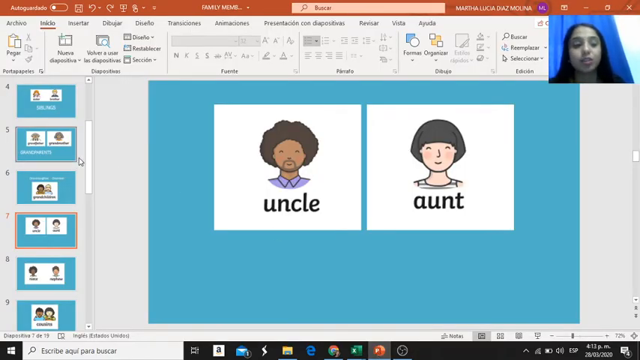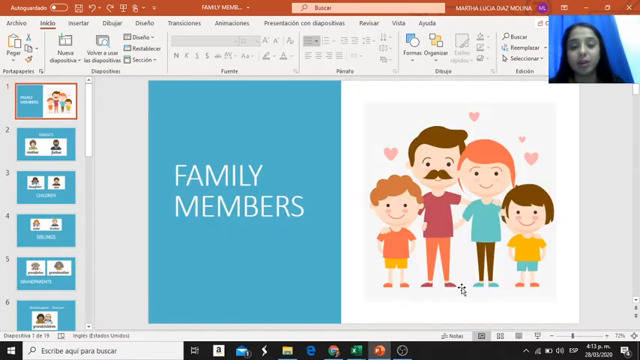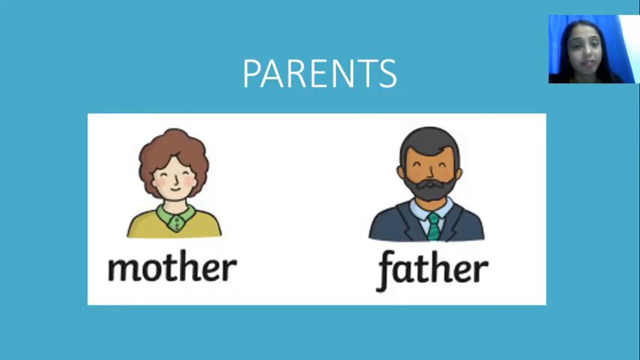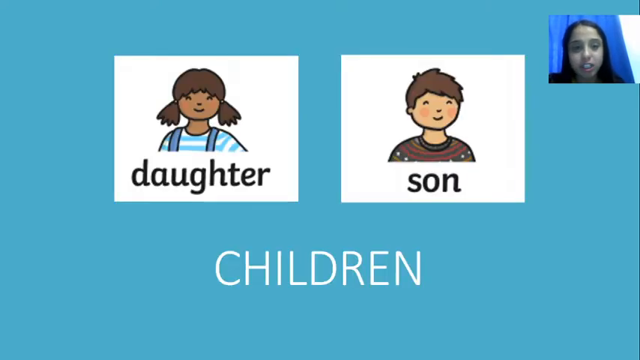And today we're going to learn about the family members. So let's see what are the names of the family members. You're going to learn how to call the family members in English. So let's start. We have the parents. They are composed by a mother and a father. We have the children. They are composed by a daughter and a son.